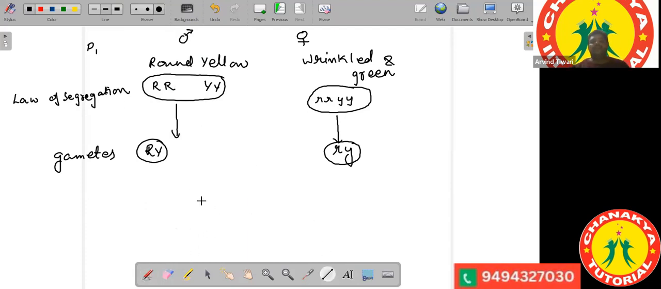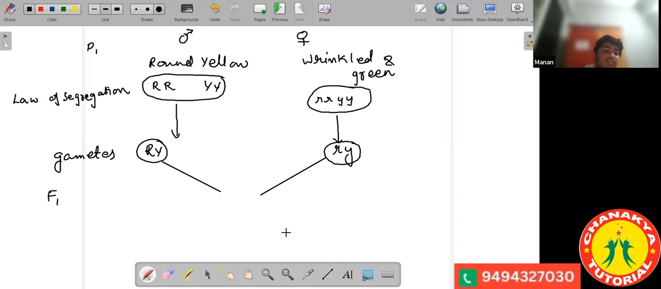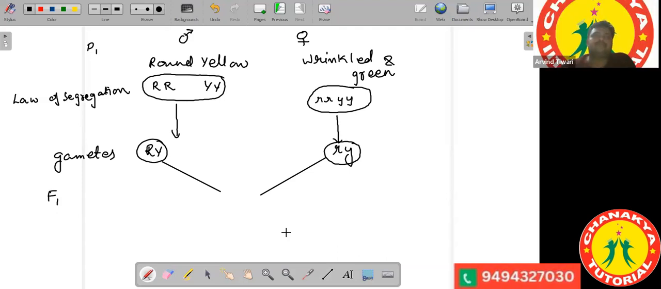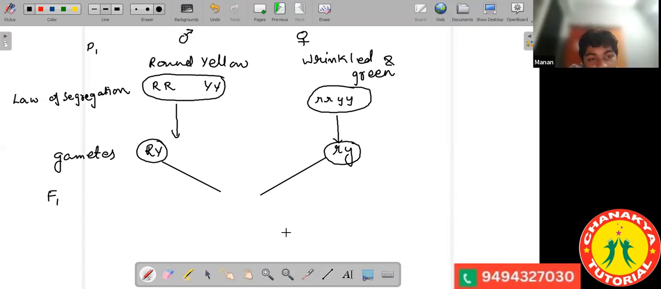Okay. Then you will have the formation of zygote here. Formation of zygote will take place, and the new generation we call the F1 generation or the first offspring generation. So, Manan, what would be the genetic makeup of this first offspring generation? Sir, I don't know. Okay, Vedika.